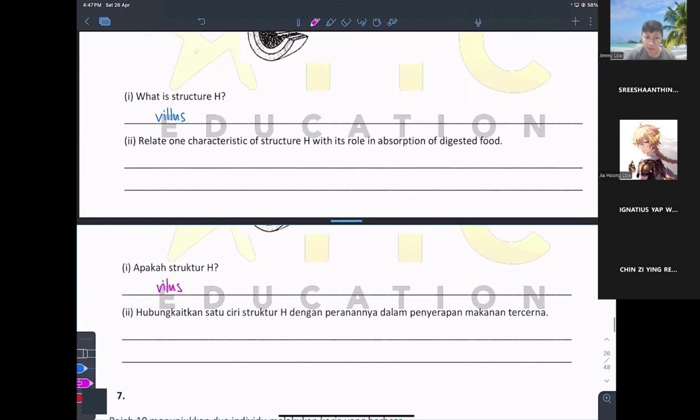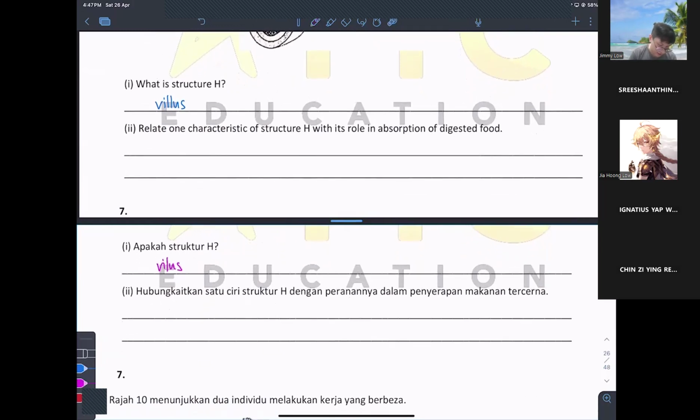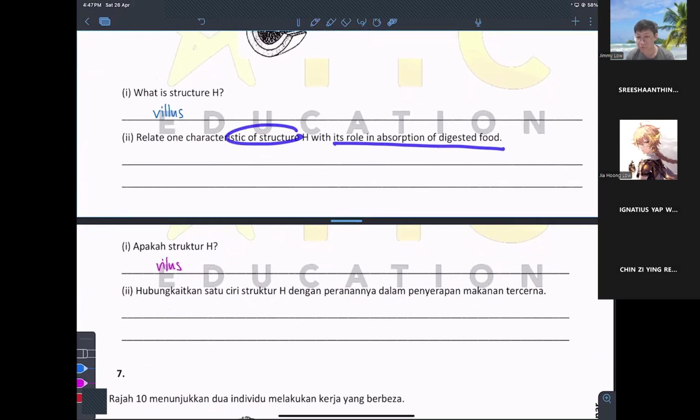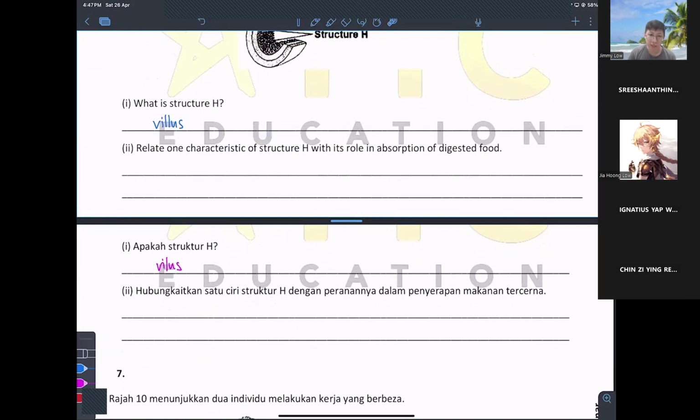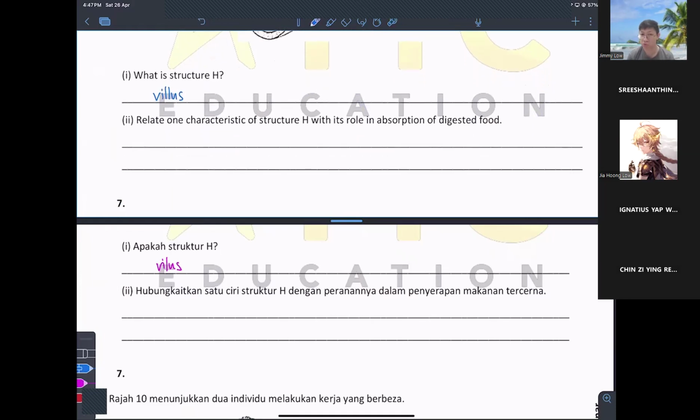The question I just highlighted is very, very important. It says relate one characteristic of structure H with its role in absorption of digested food, which means you have to say what is the characteristic which allows it to absorb the digested food. You cannot just mention the characteristic. This question should be 2 marks. If you didn't explain the role, you just score 1 mark. You have to make it a complete sentence explaining the role.